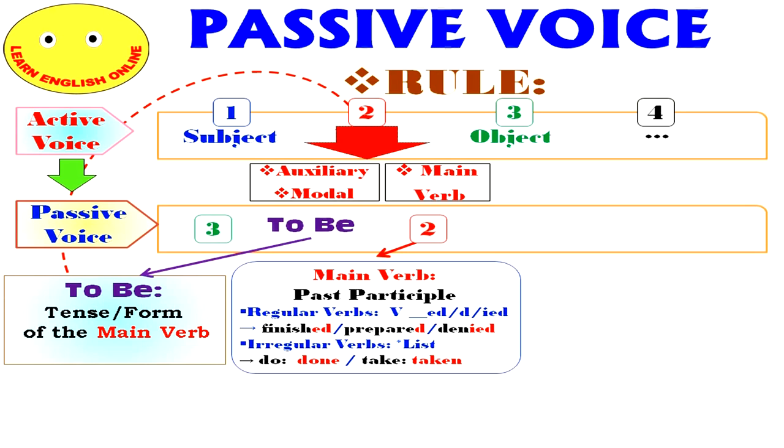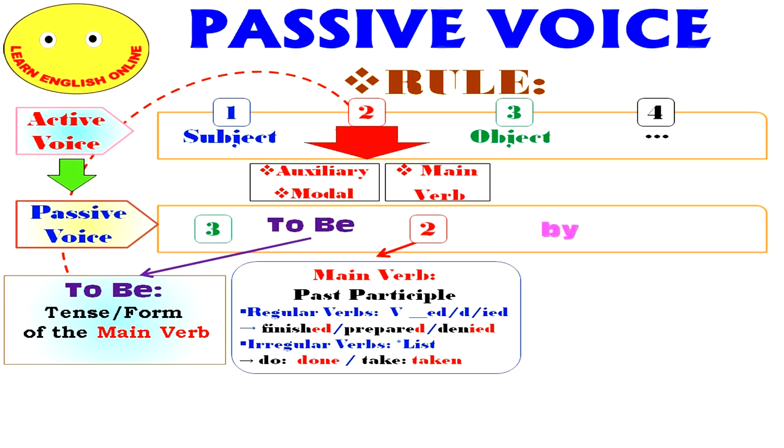If the verb is irregular, then we should learn by heart the list of irregular verbs so that we give the correct form of the main verb in the past participle. And here are 2 examples. For the verb do, the past participle is done, and for the verb take, it is taken.